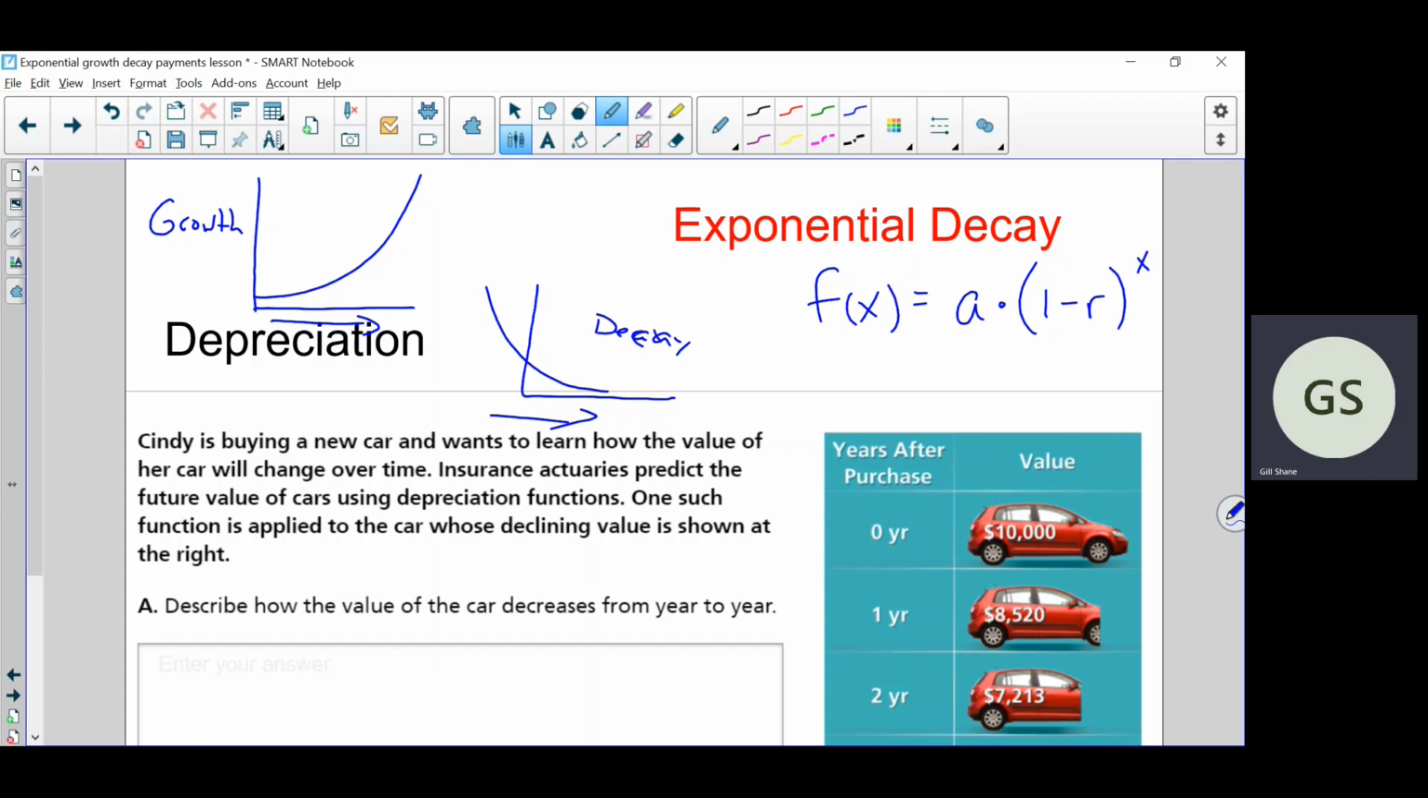So it's kind of the same formula, except it's 1 subtract r. Because remember, if we multiply by a number less than 1, then our original number goes down. If it's greater than 1, then it goes up. So write down the quick graph for decay, write down the quick graph for growth, write down the formula for decay, and then we're done.